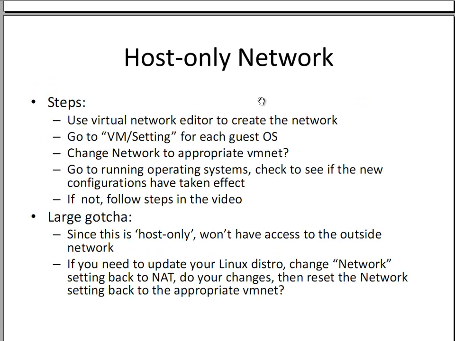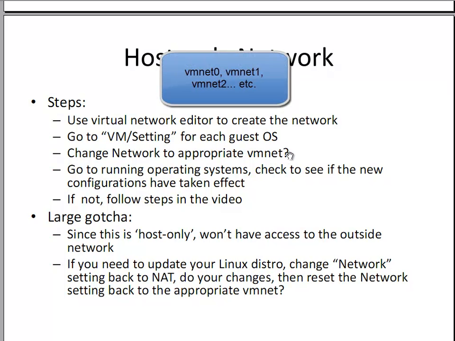So the steps are as follows. We're going to use the virtual network editor in VMware to create the network. Then you're going to go to VM and Settings for each guest operating system. Here it would be Ubuntu 10 desktop, Mint 9, and Ubuntu 10.10 server. Then we're going to change the network to the appropriate VMnet?. And this question mark isn't a question, it's really a number that's going to be replaced. That's just a grep expression meaning one character or one number. And you'll see what this means in just a minute.